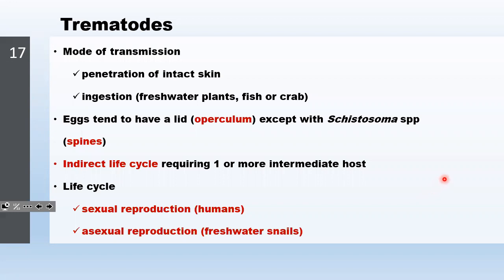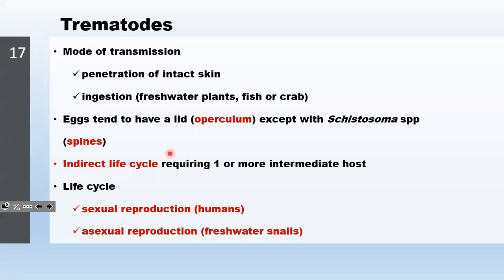Now, the mode of transmission depends on the type of trematode you're dealing with. So you can have penetration of intact skin, or you can have ingestion of the larva stages, either in freshwater plants, or in fish, or in crabs.